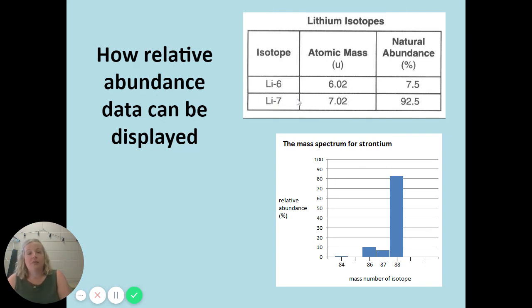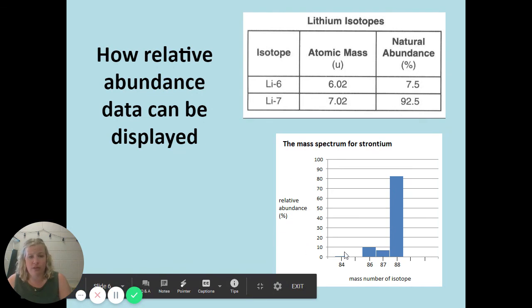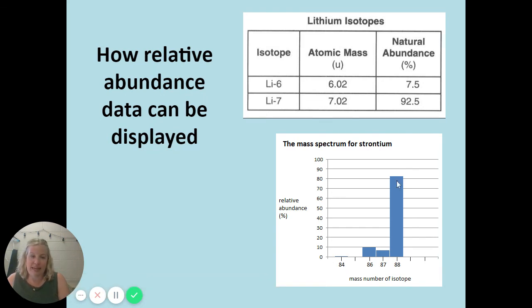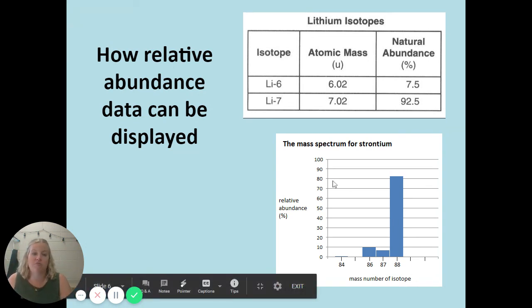On the other hand, the lithium 7 isotope, which is the other isotope of lithium that we have, has a mass of 7, and it's 92.5% abundant. That means of all the lithium atoms that we tested, over 90% of them are lithium 7, and 7.5% of them are lithium 6. The other way that you could see the data presented is something like the chart that we have down here. In this particular chart, you can see that there are isotopes at 84, 86, 87, and 88. And then you're expected to take those bar charts and read them to figure out the rough abundances.